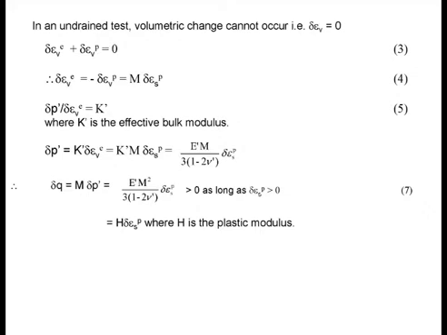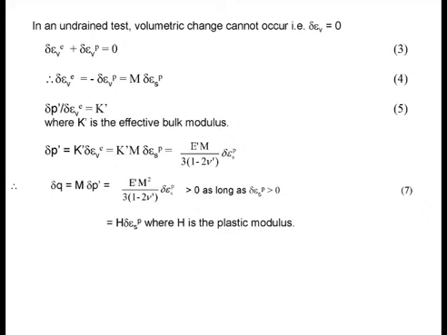So now we just cross multiply to the right hand side. You immediately have delta P dash equals K dash, the effective bulk modulus, multiplied by the elastic volumetric strain. But the elastic volumetric strain is equal to this term, so you substitute that in. And then, because K dash is equal to E over 3 into 1 minus 2 nu dash. Alright, so this is what happens.